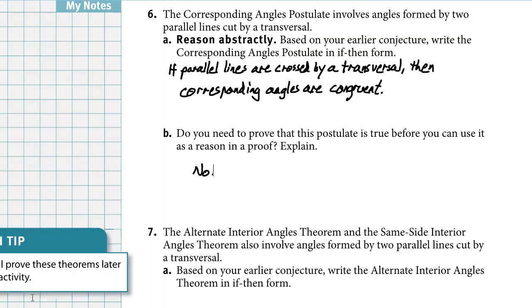Number 6, the corresponding angles postulate involves angles formed by parallel lines cut by a transversal. Based on our earlier conjecture, write this postulate in if-then form. If parallel lines are crossed by a transversal, then corresponding angles are congruent. I'm going to pause the video for you to add that to your note page. You can add it to the line paper where you're putting today's work, but the more important thing is you add it to that permanent note page that you're keeping all year long. That way you can use this for the rest of the year.